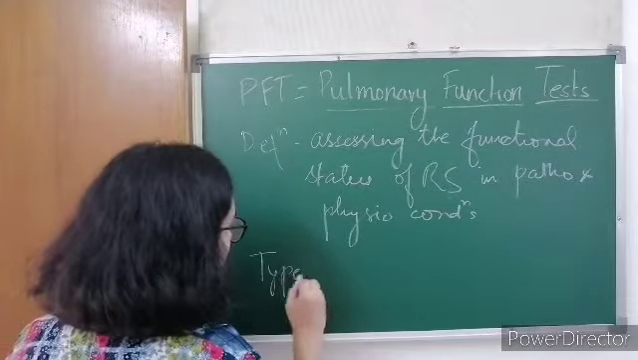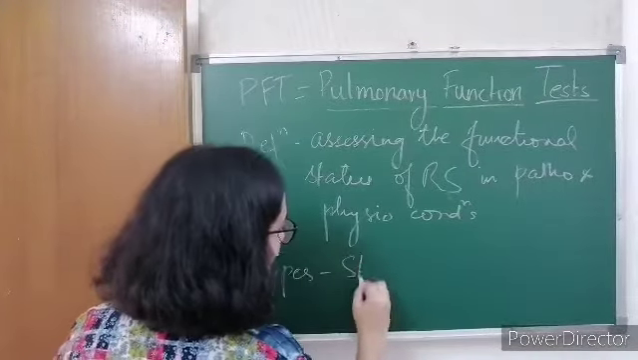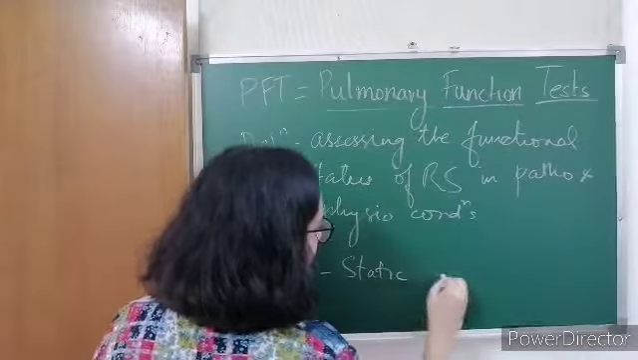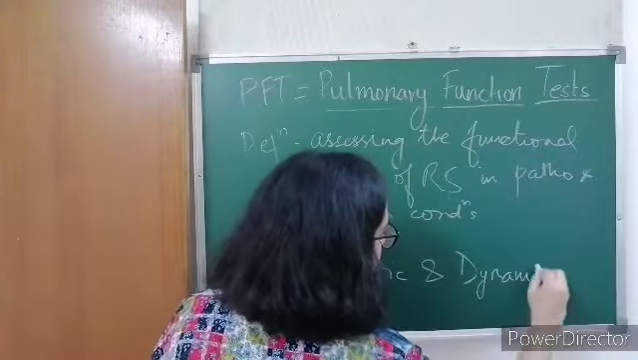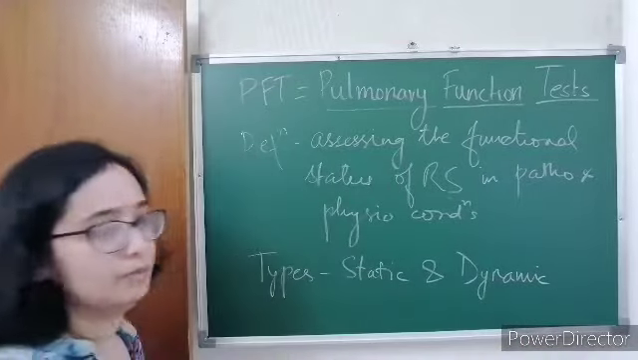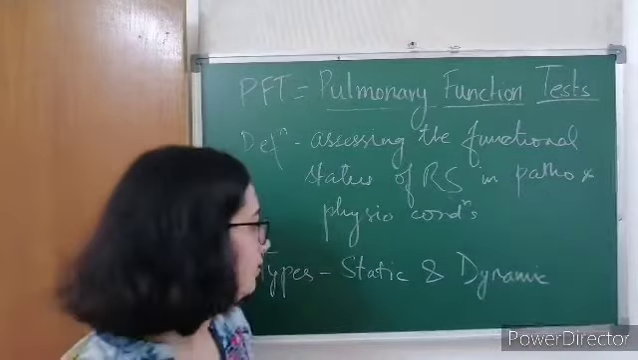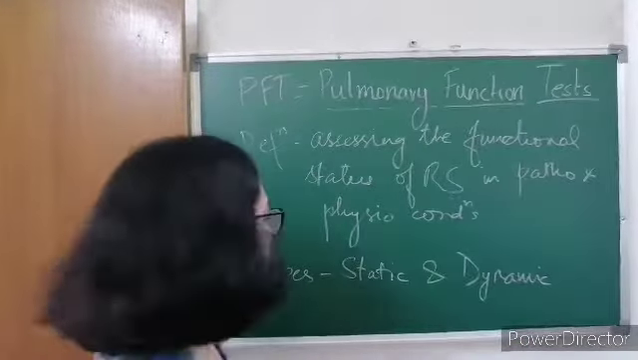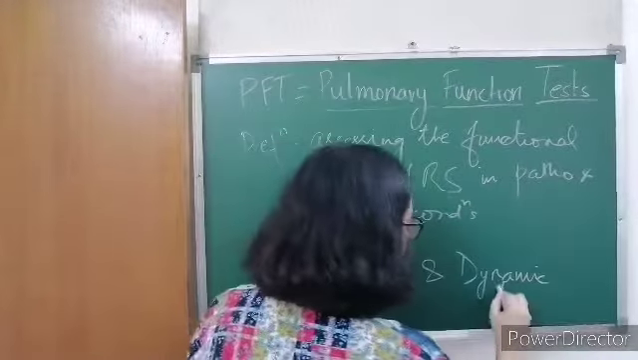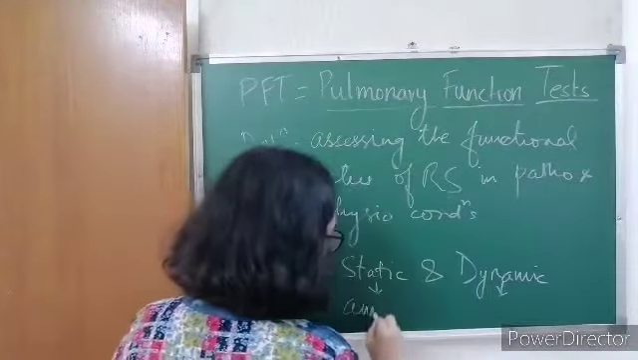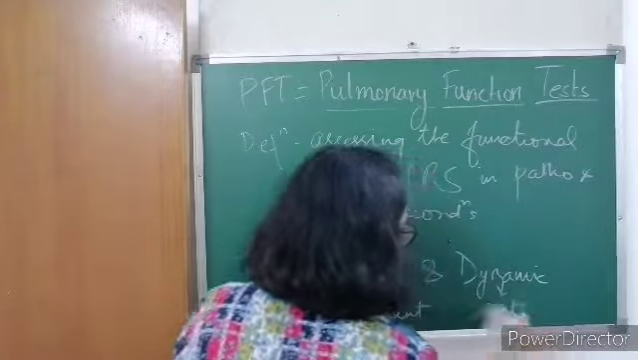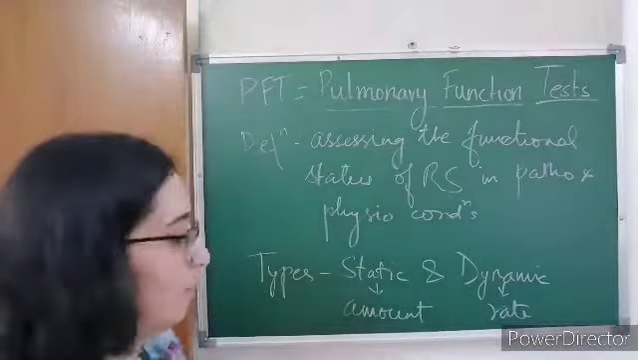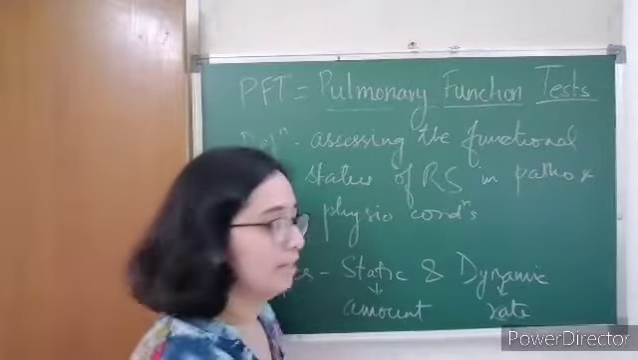So there are mainly two types: static and dynamic. Okay, so there are two types of pulmonary function tests. They are static and dynamic. What is static? Okay, so the basic difference is that static measures the amount and dynamic measures the rate.